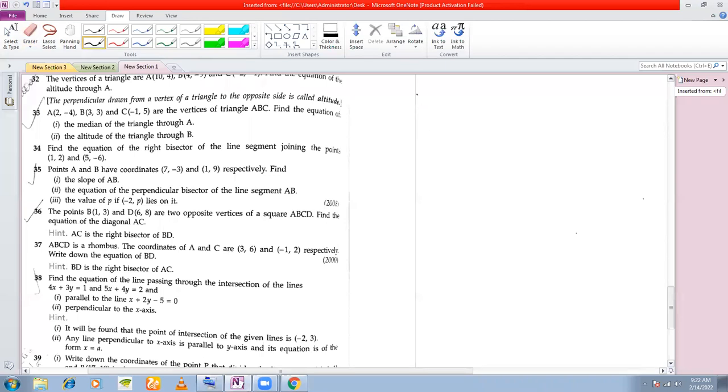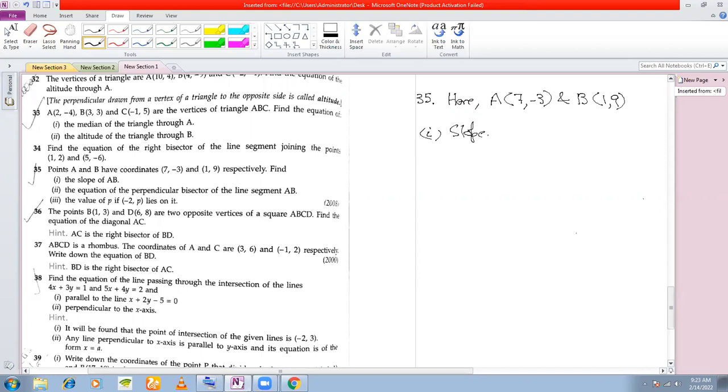Question number 35. Okay, question is points A and B have coordinates (7, -3) and (1, 9) respectively. And you have 3 parts to the question. First part is find the slope of AB. Now this is the easiest part. Let's write here first the coordinates. Here A is given to be (7, -3) and B is given to be (1, 9). Okay. First question is slope of the line AB.